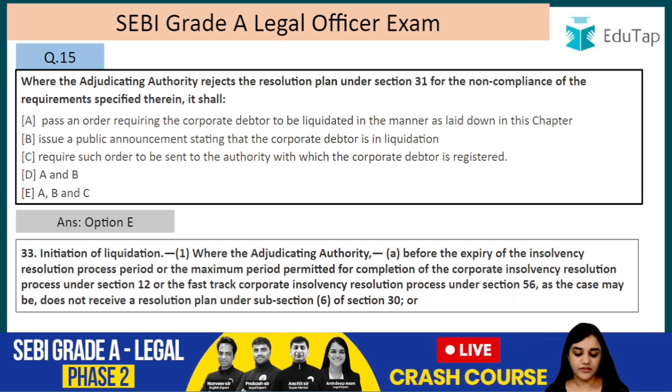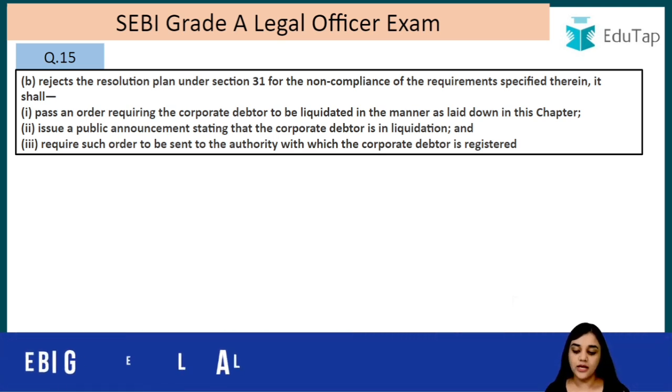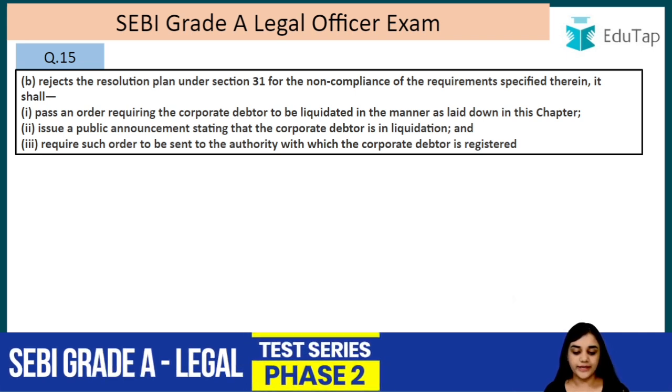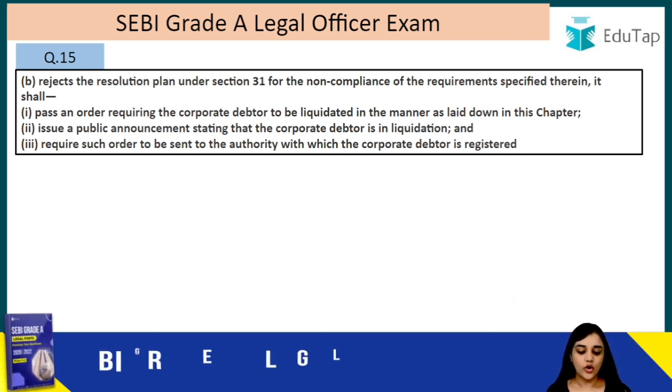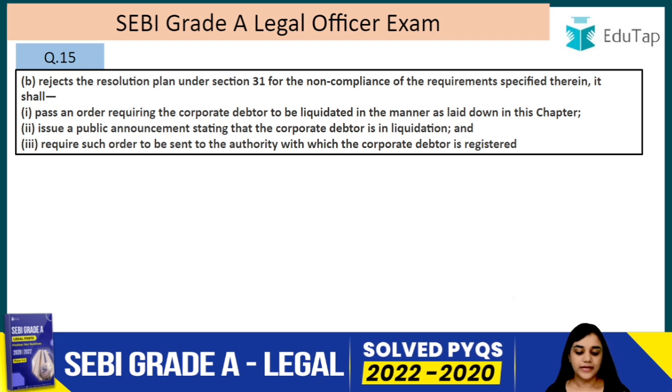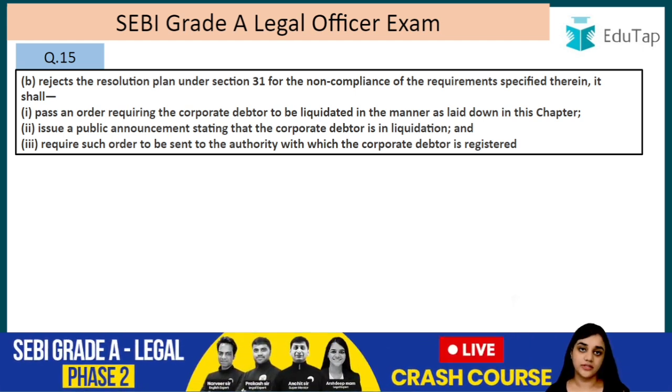If it does not receive a resolution plan or rejects the resolution plan under section 31 for the non-compliance of the requirements specified therein, it shall pass an order requiring the corporate debtor to be liquidated in the manner as laid down in this chapter. In that case, now what will happen? An order of liquidation is going to be passed. Issue a public announcement stating that the corporate debtor is in liquidation, and require such order to be sent to the authority with which the corporate debtor is registered. So now the liquidation process is going to be initiated against the A Limited, right?